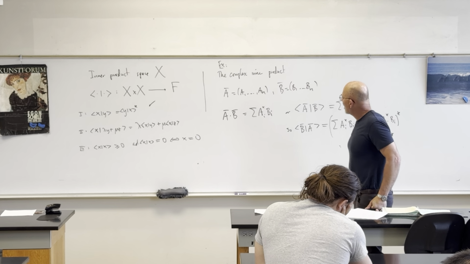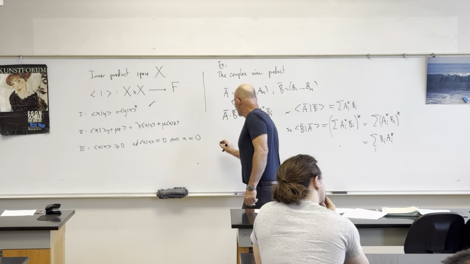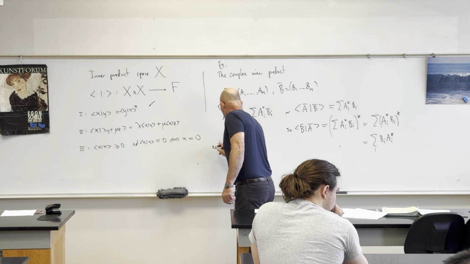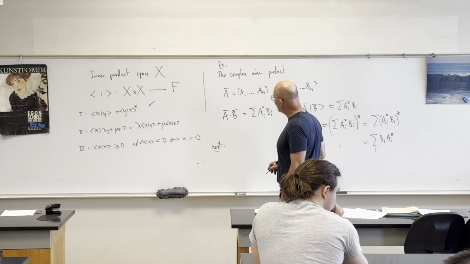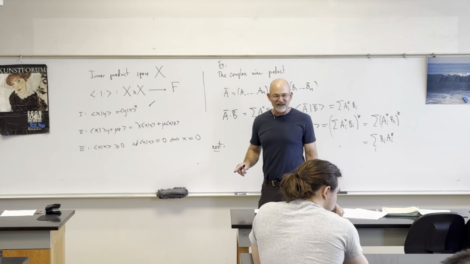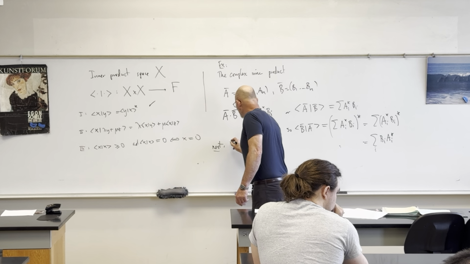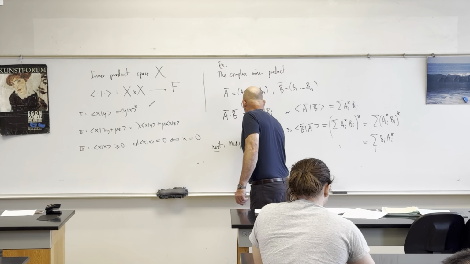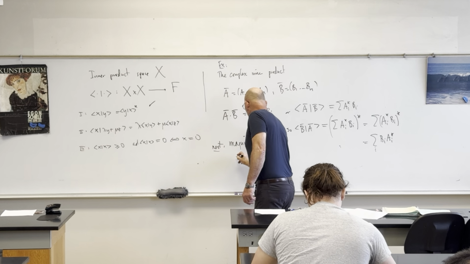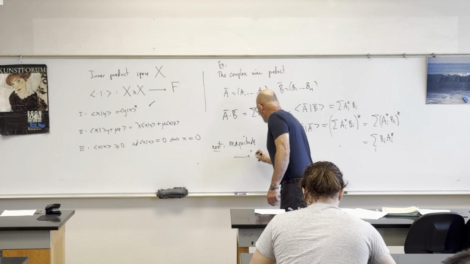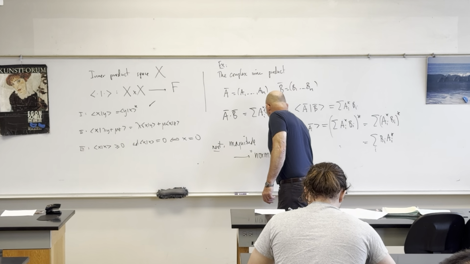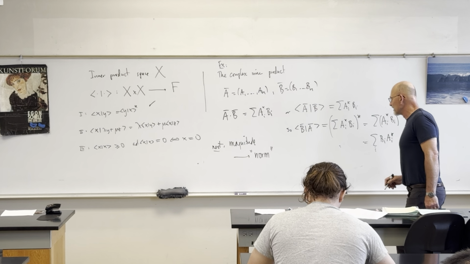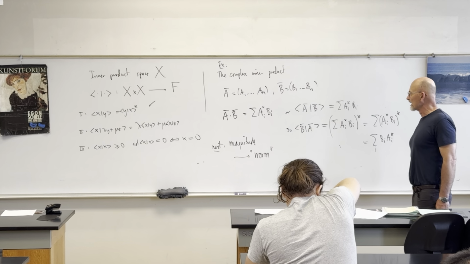This is where we'll stop. Next in line would be to talk about the magnitude. The magnitude of a vector turns into what we call the norm. So the norm has its properties. We'll start with that next time.